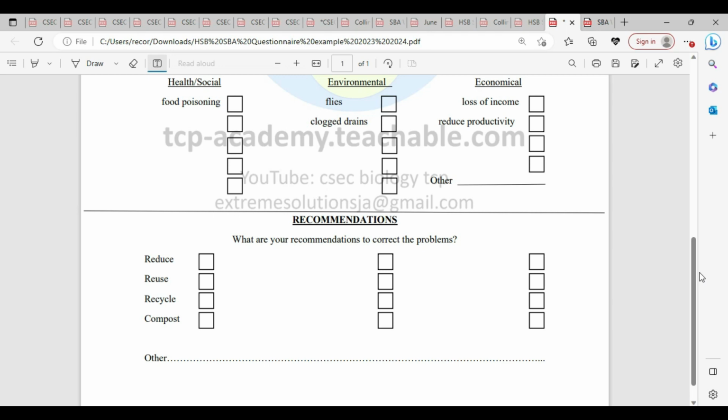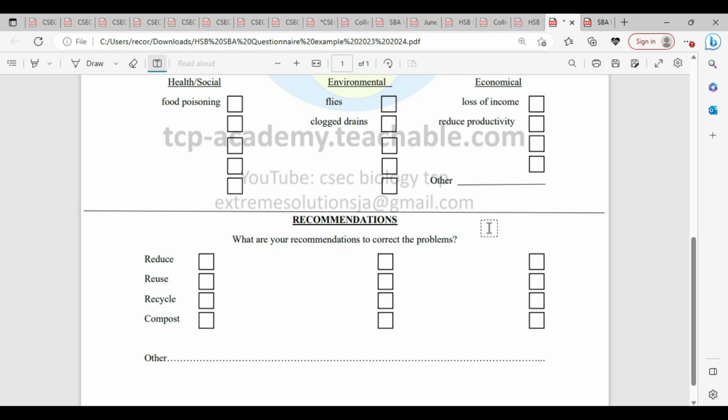Now, once you're interpreting the questionnaire like this, and you are plugging in, you're going to be filling out all these areas beside these boxes. There's nothing there, but for your questionnaire, you're going to be doing that to make sure that you have the best possible responses from your respondents, so that you can be scoring that 40 out of 40 for the HSB SBA.